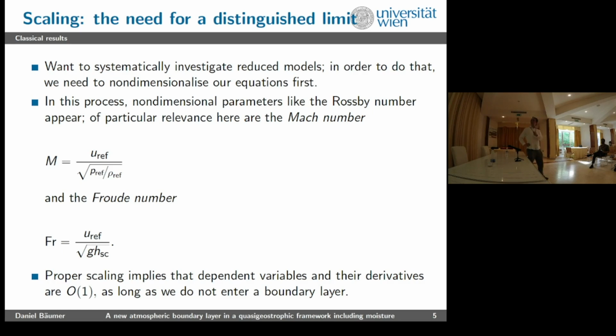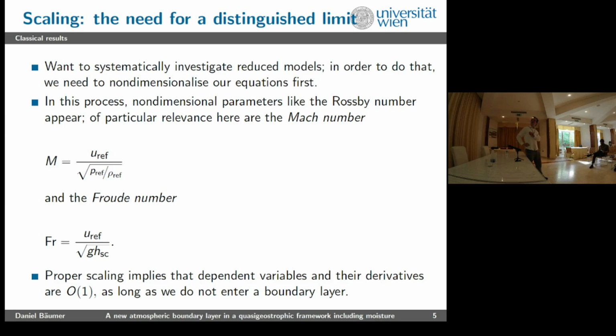So in doing that, we do not only get the Rossby number, but other fluid dynamical numbers, and the most important ones here would be the Mach number, which gives us the ratio of reference velocity to the speed of sound, and the Froude number, which gives us the ratio of reference velocity to the barotropic gravity wave speed. One could imagine this would, for example, be long waves in shallow water.